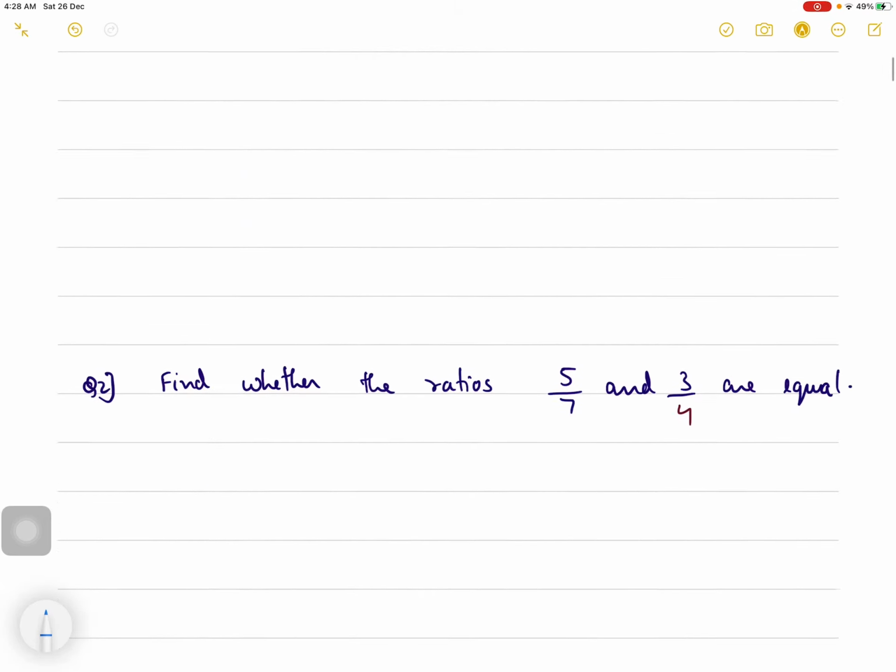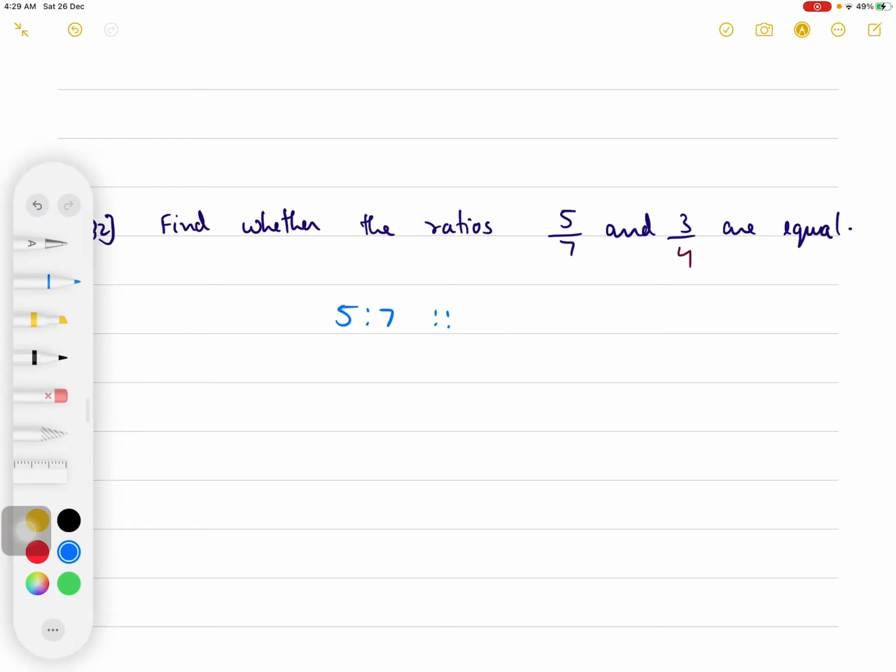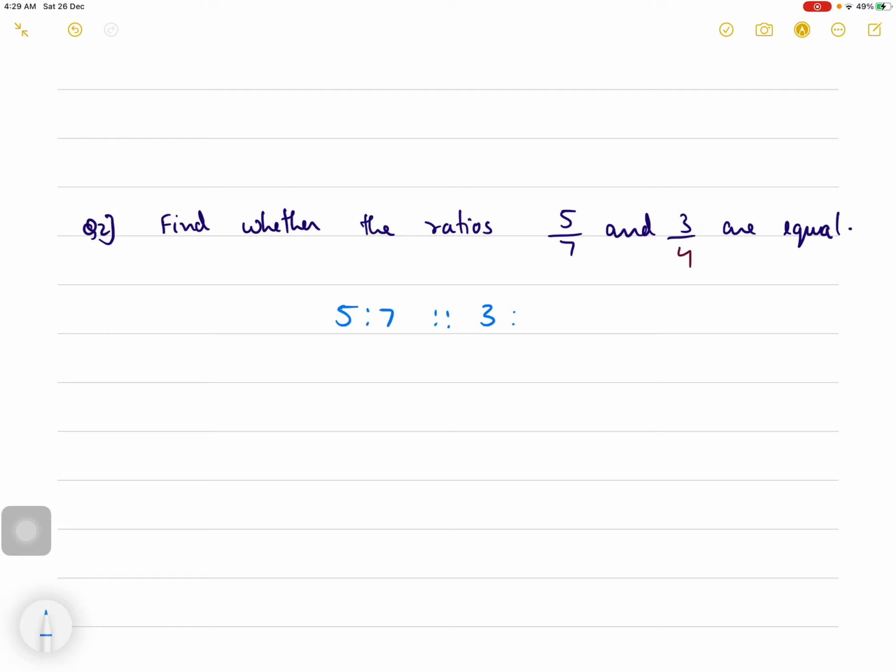Now let's see the next question. Find whether the ratio 5 upon 7 and 3 upon 4 are equal. Let's find out. So we are supposed to find whether they both are equal. So 5 is to 7 is equal to 3 is to 4. Let's see whether they are equal.